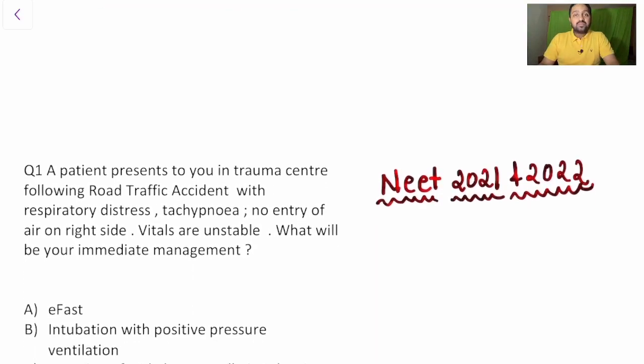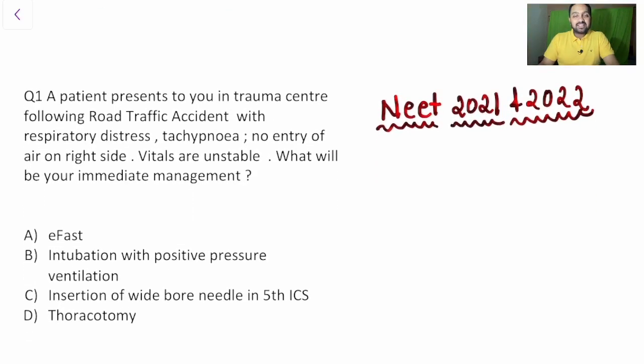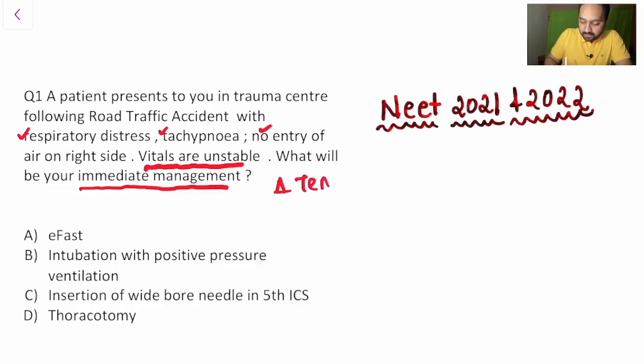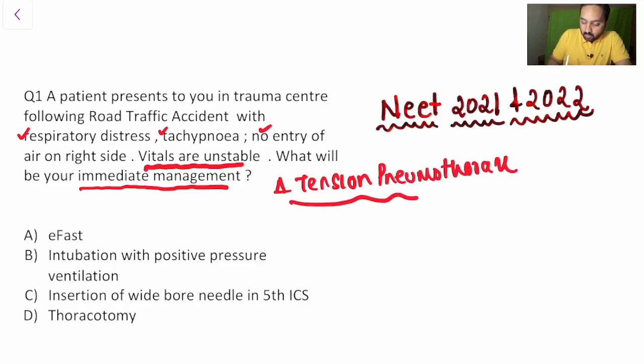A patient presents to you in trauma center following road traffic accident with respiratory distress, tachypnea, no entry of air on the right side, vitals are unstable, your pulse and blood pressure are unstable. What will be your immediate management? So the first step is to form a diagnosis that we are dealing with in this case scenario. So it is a case of tension pneumothorax.